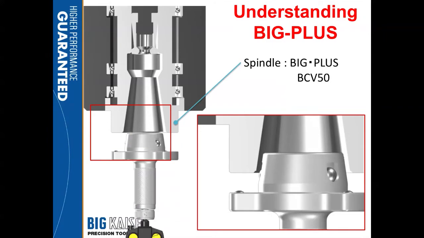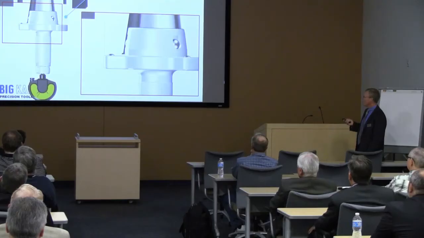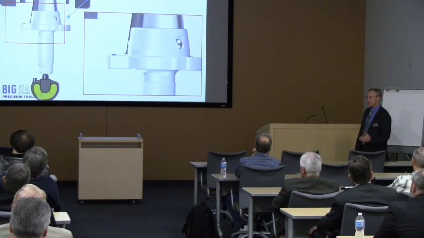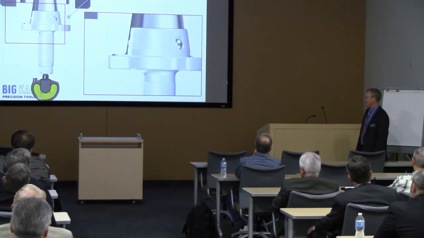We have to precisely gauge that location. Just like any other dual contact tool, we have to know that when I put a tool into that spindle, I can locate on the taper and on the face. That's a precision to contact face location requirement. So it has to be precisely ground into position.